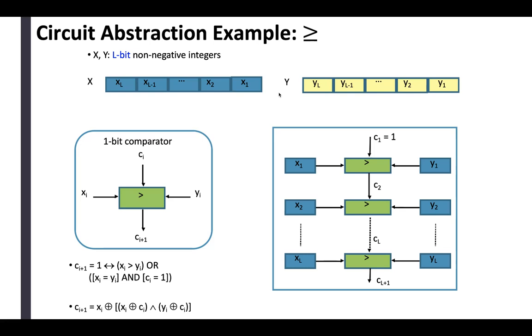Okay, so we initialize the first carry in C1 as 1, and it takes X1 and Y1 as the input. That is, we start at the LSB, and then bit by bit we go ahead till the final MSBs are reached, and we get the final carry out C_{L+1}. It is very easy to see that X will be greater than or equal to Y if and only if C_{L+1} is equal to 1. And since we know the circuit representation of the 1-bit comparator, you can simply replicate that L times, and that will give you the circuit representation for greater than or equal to.